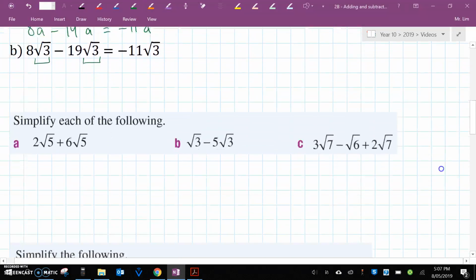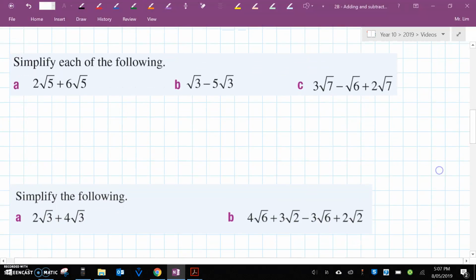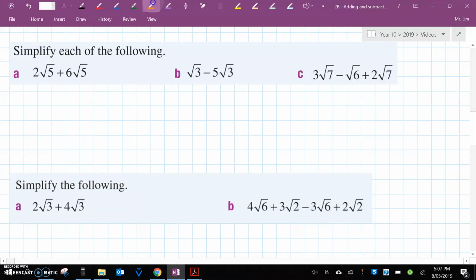So let's have a look at some examples where we actually work them out. Simplify each of the following. 2 root 5 plus 6 root 5 is like saying 2x plus 6x, which is 8x. But instead of x, we are using root 5. So it's going to become 8 root 5.